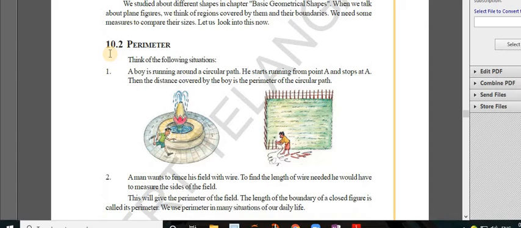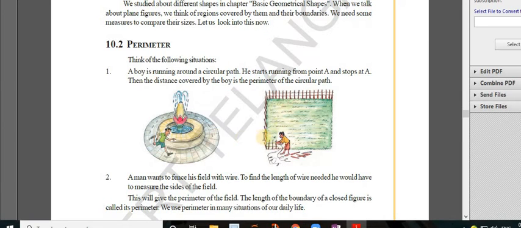Now you are going to think about situations. One boy is running around a circular path. He starts running from point A and stops again at A. Then the distance covered by the boy is nothing but the perimeter of the circular path. Means if you find the distance around the circular path, that is called perimeter. That's what he is trying to say to us.